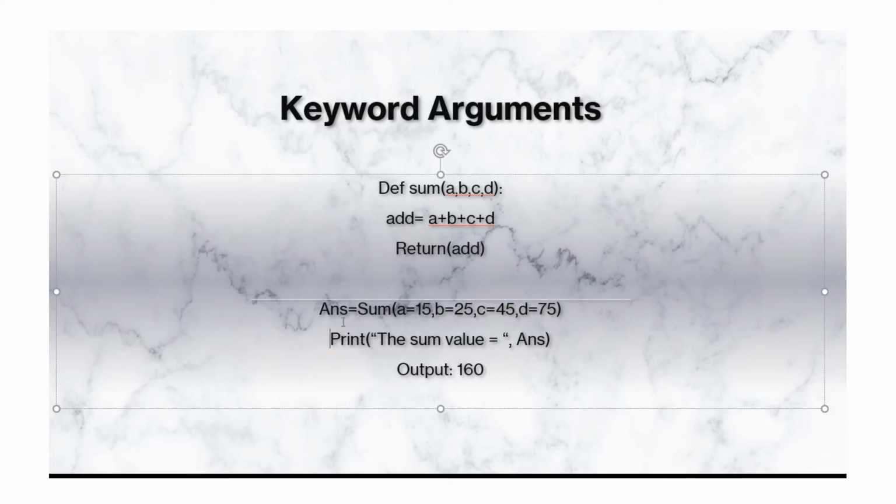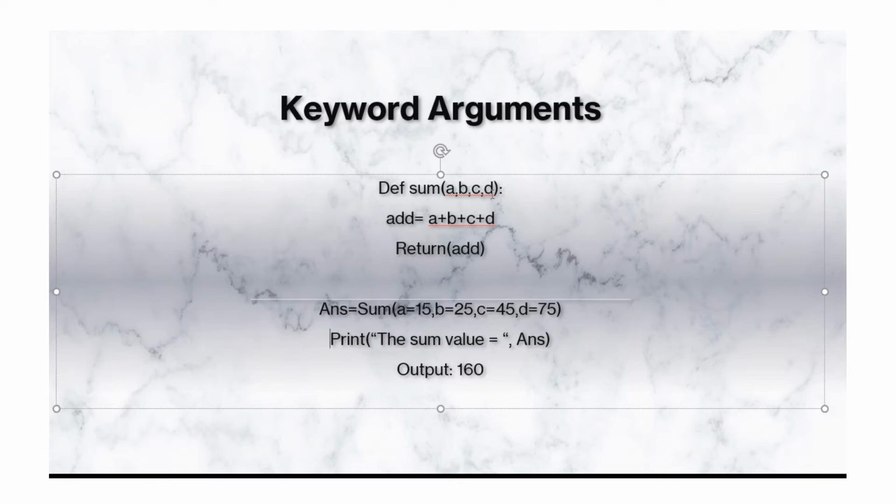Now this one is called the called function. This one is the calling function, the main function. In this function we are going to call this sum function. Since it's a called function, this calling function is going to call this sum function. We have to use the same name, sum, with arguments.